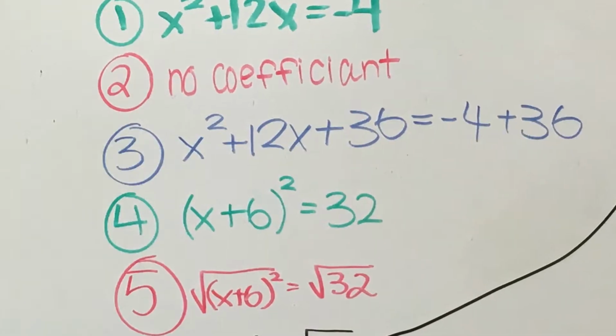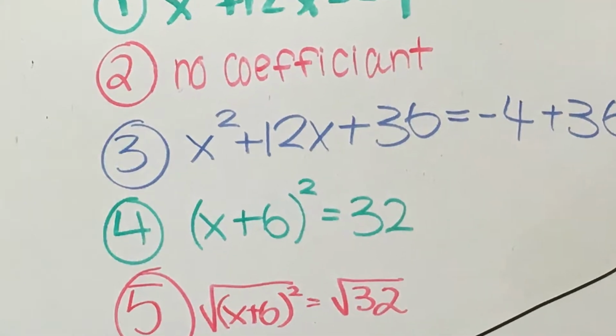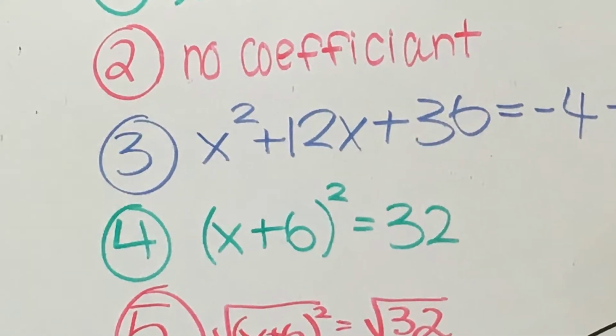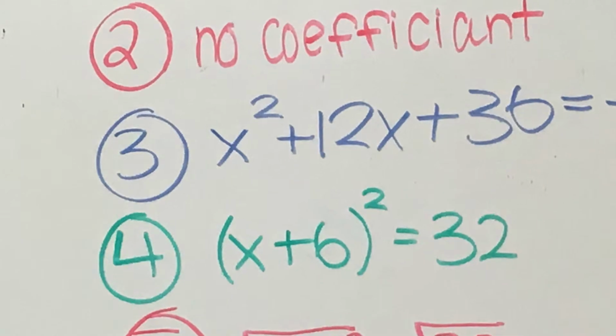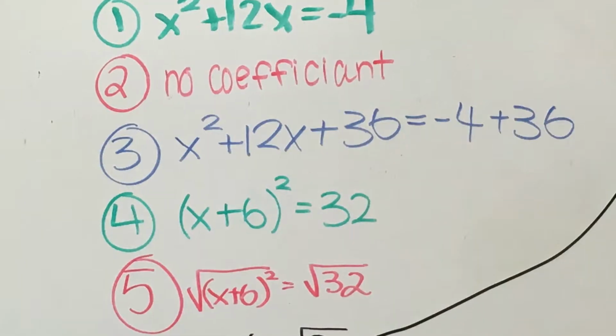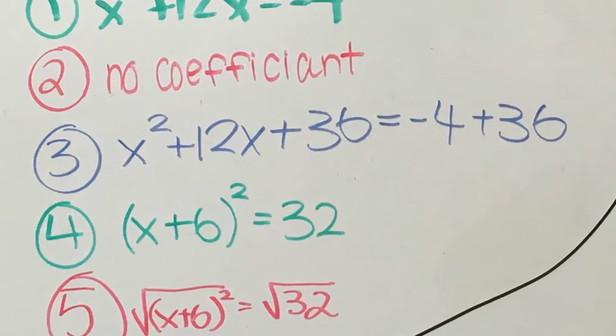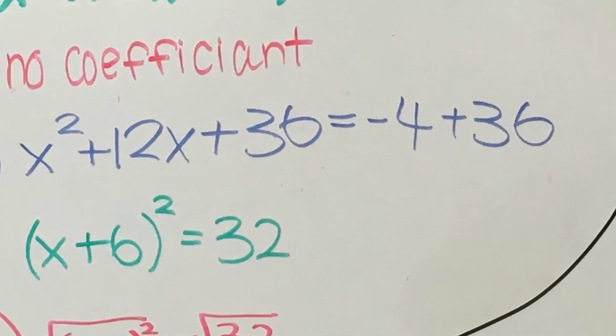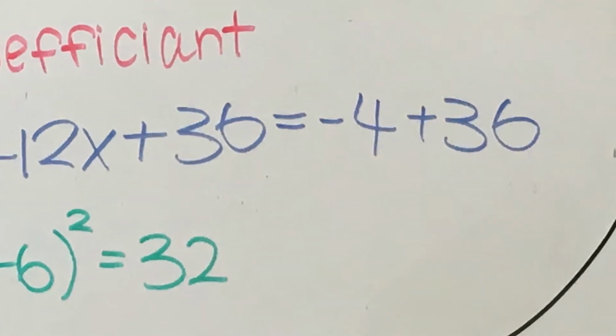Step 3 is to divide your b term by 2 and square it. So we will take 12 divided by 2, which is 6. Squared is 36. And once again, you have to balance out your equation by adding the 36 to the other side of the equation with negative 4.